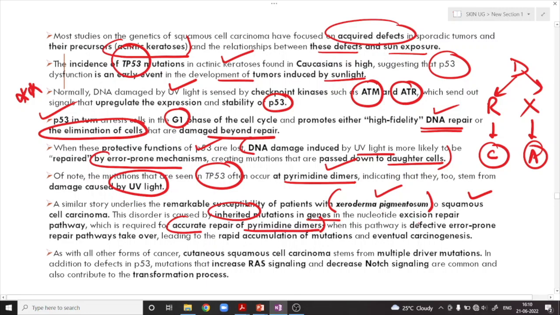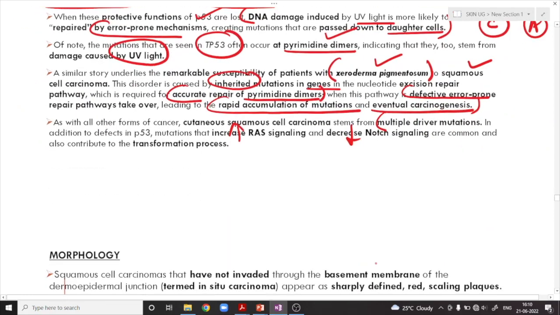Okay, so when this pathway is defective, then what will happen? Error-prone pathways are going to take over. So there will be rapid accumulation of mutations at the pyrimidine dimers, and eventually this is going to be responsible for carcinogenesis. Now as with other forms of cancer, cutaneous squamous cell carcinoma stems from multiple driver mutations. So the p53 mutation is just the starting point. Okay, in addition to the defects in p53, there will be increased RAS signaling and decreased NOTCH signaling. They are also common, and they contribute towards the process of squamous cell carcinoma.